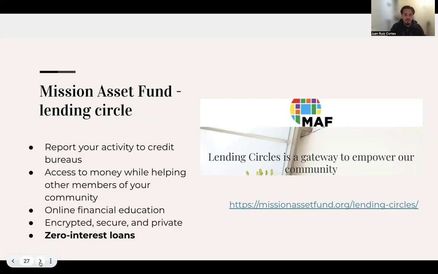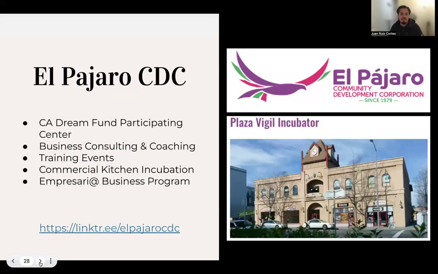The cool thing about what they're doing is that it's a little more robust, where they share your activity of this borrowing of money with the credit bureau, so that if you pay your loan on time, then you're able to also grow your credit score. You have access to money while helping other members in your community. And they also offer financial education online, and it's totally secure, private, and encrypted information. Mission Asset Fund, they're doing very interesting things. It's a live link. You might want to check them out.